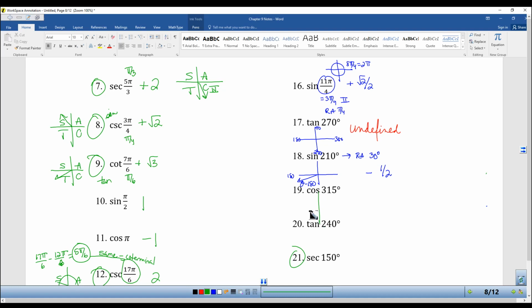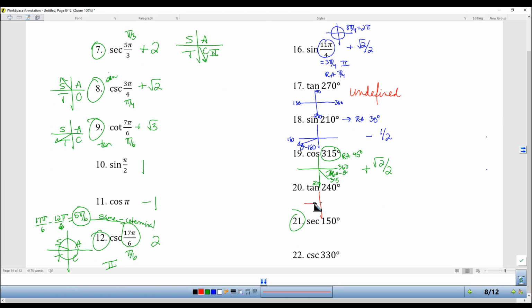Cosine of 315. So remember, if this is 270 and this is 360, 315 must be somewhere in here. And the rule for this quadrant is 360 minus theta. So 360 minus 315 is 45. So this is the same, we can refer to 45 degrees. Cosine of 45 is the square root of 2 over 2. I'm in quadrant 4, and cosine is positive in quadrant 4.